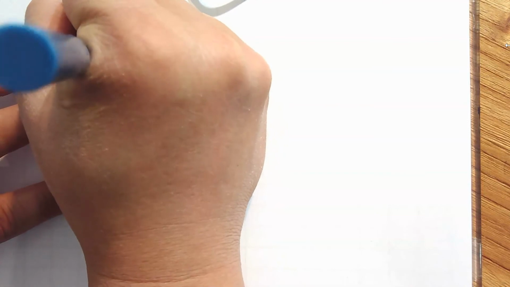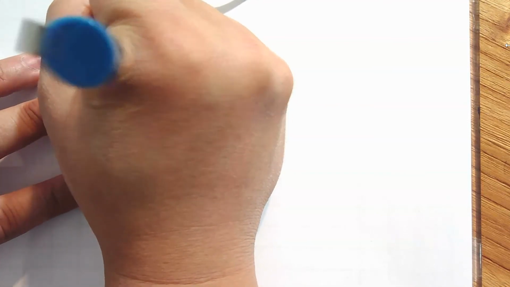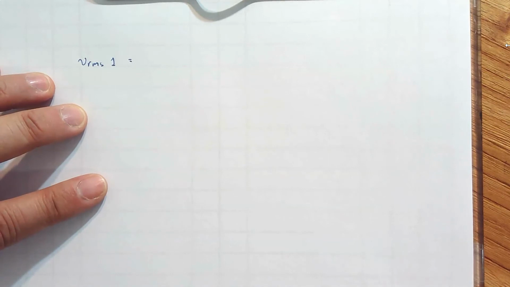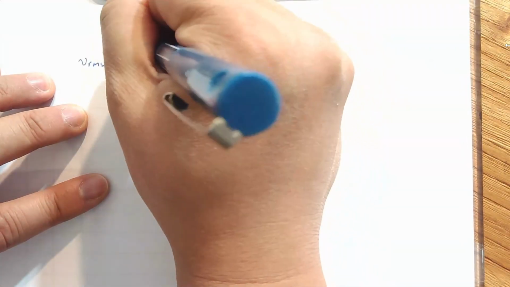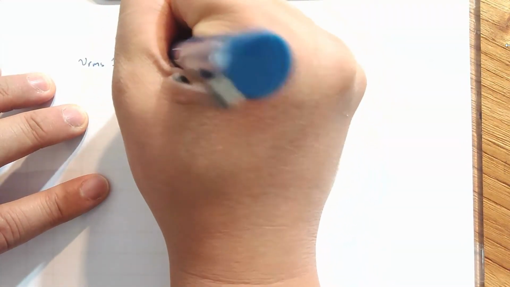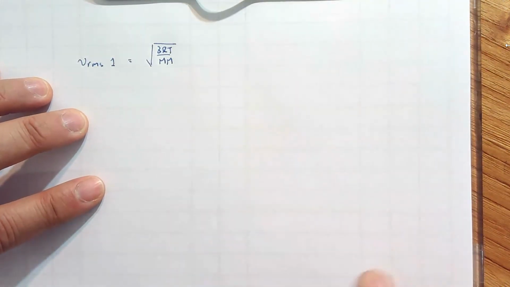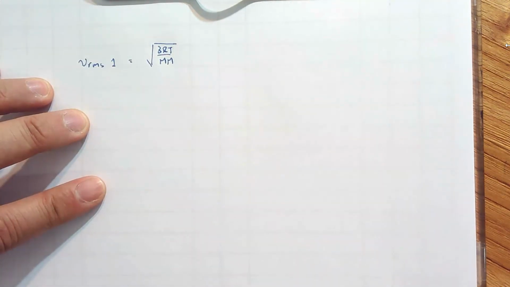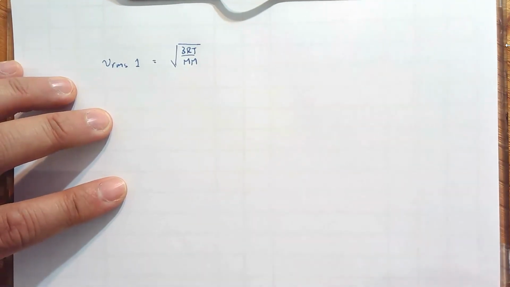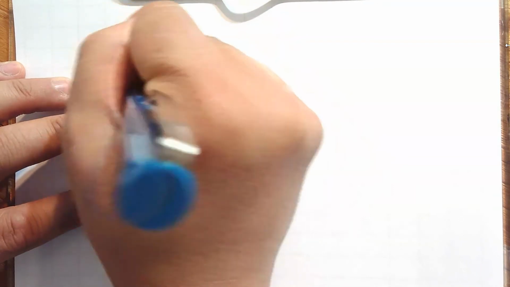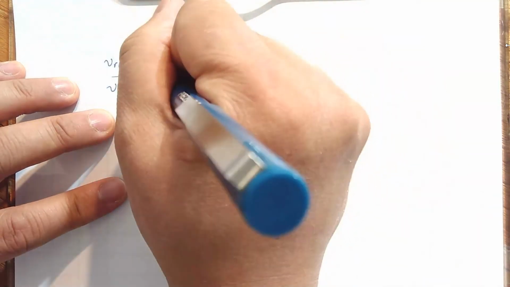If we have the VRMS of gas 1, again, that is going to equal the square root of 3RT over its molar mass. Well, if we want the ratio of the speeds of two different gases, we'll take the ratio. So the ratio here is VRMS for molecule 1 over VRMS for molecule 2.